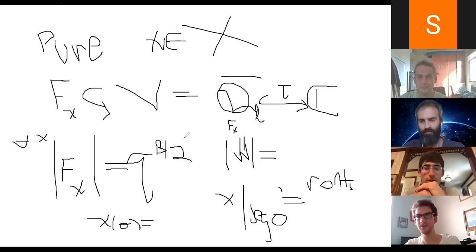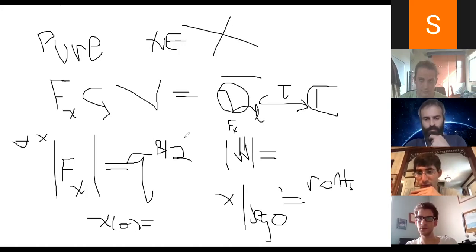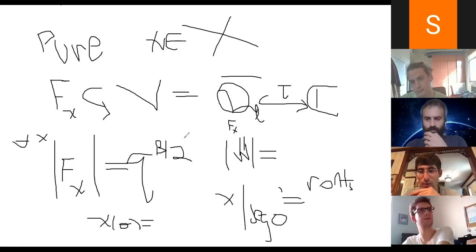Okay, so given your point x, you get a section to the Weil group of big X, and that gives you an element of degree equal to the degree of x. That's the point. The Frobenius at x gives you an element of the Weil group of degree equal to the degree of x.